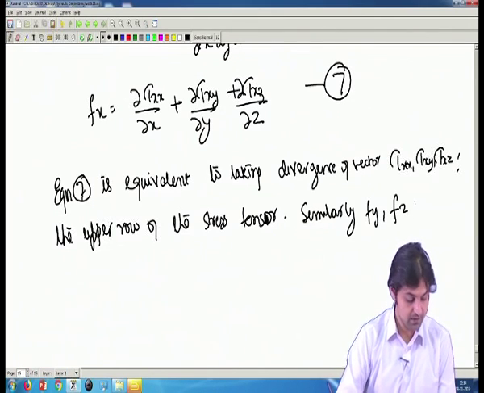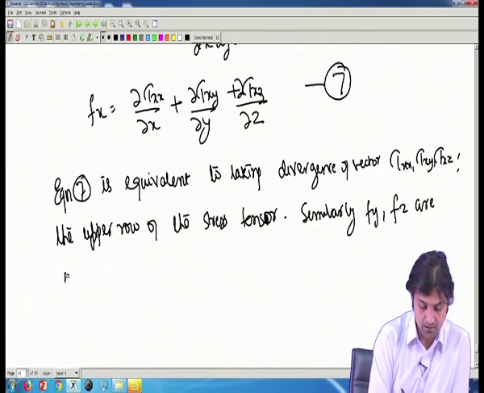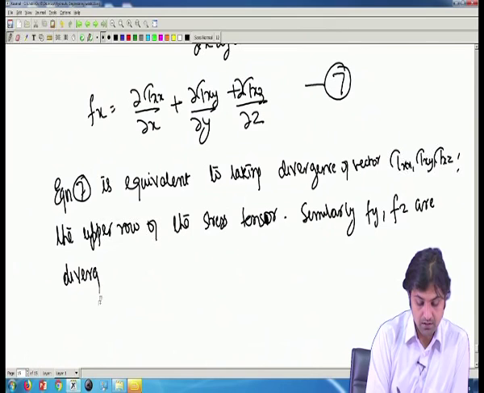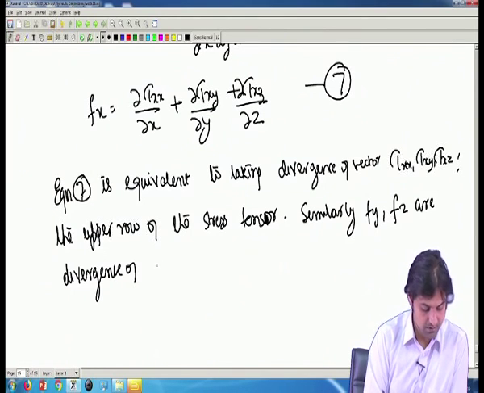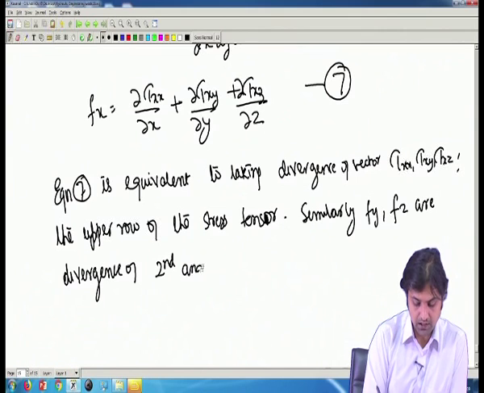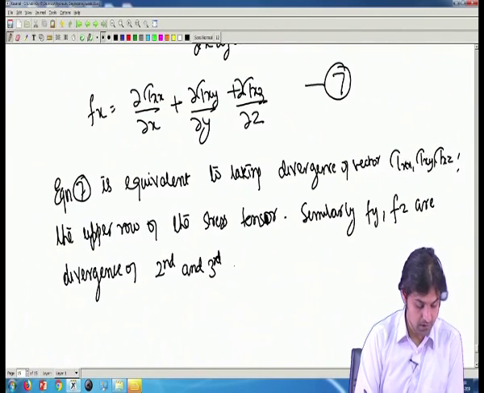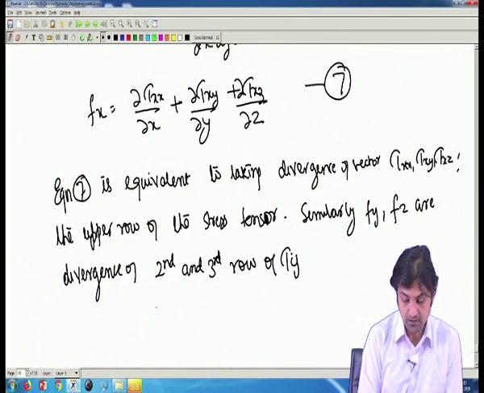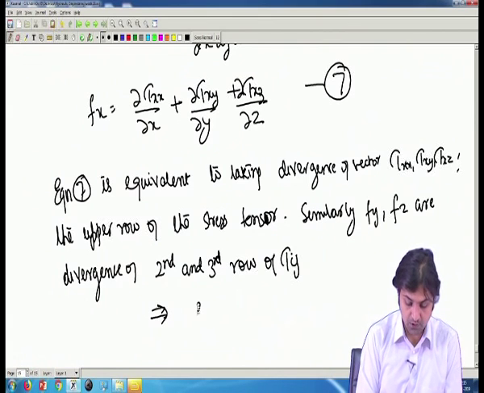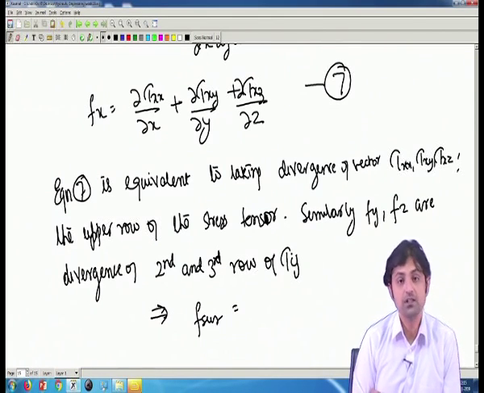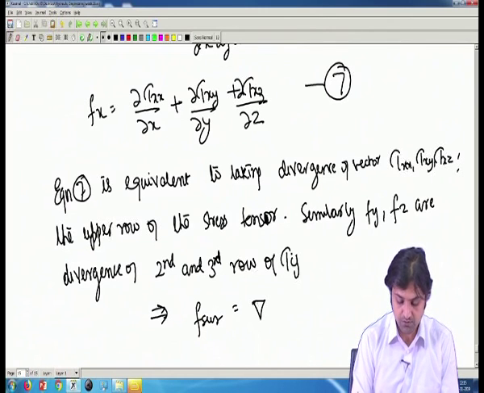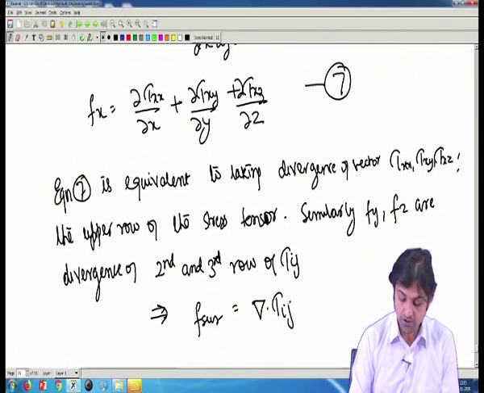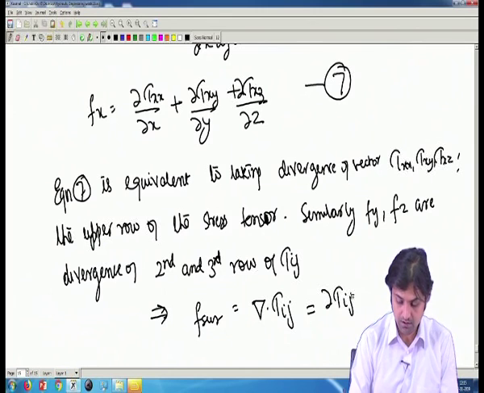So similarly, fy and fz are the divergence of the second and third row of tau ij. Okay, this simply means that the total surface force will be the summation of these forces. So in vector terms we can simply write it as the divergence of tau ij, del tau ij by del xj. All right.